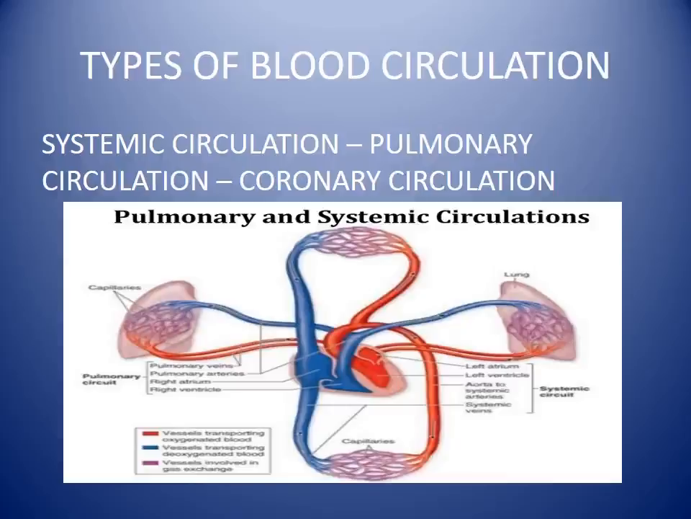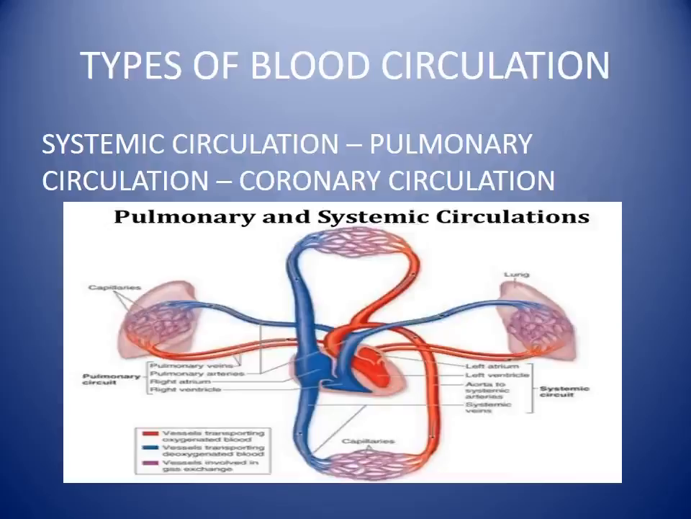Yes. Next one, pulmonary circulation. Everybody see the picture. Pulmonary circulation. You have to see the pulmonary vein. Pulmonary arteries. Right atrium. Right ventricle. These all together make a circuit, that is the pulmonary circuit.